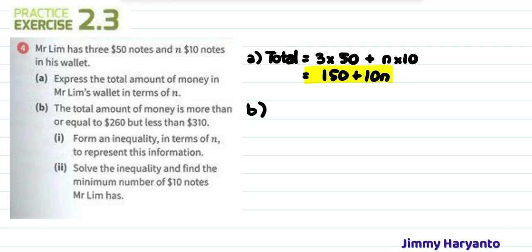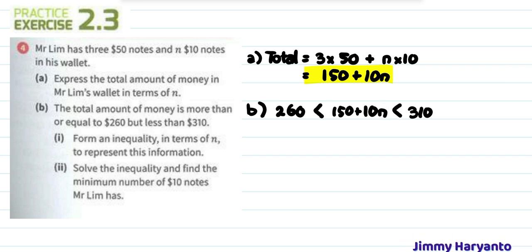And then B, the total amount of money is more than 260 but less than 310. Okay, let's express this all together. Because it says more than, but less than, that means the total money will be in between 260 and 310, and the total money is 150 plus 10n, right? Let's read the sentence one more time. More than or equal means we have an equal sign right here, but less than doesn't have an equal sign. So this is for the first.